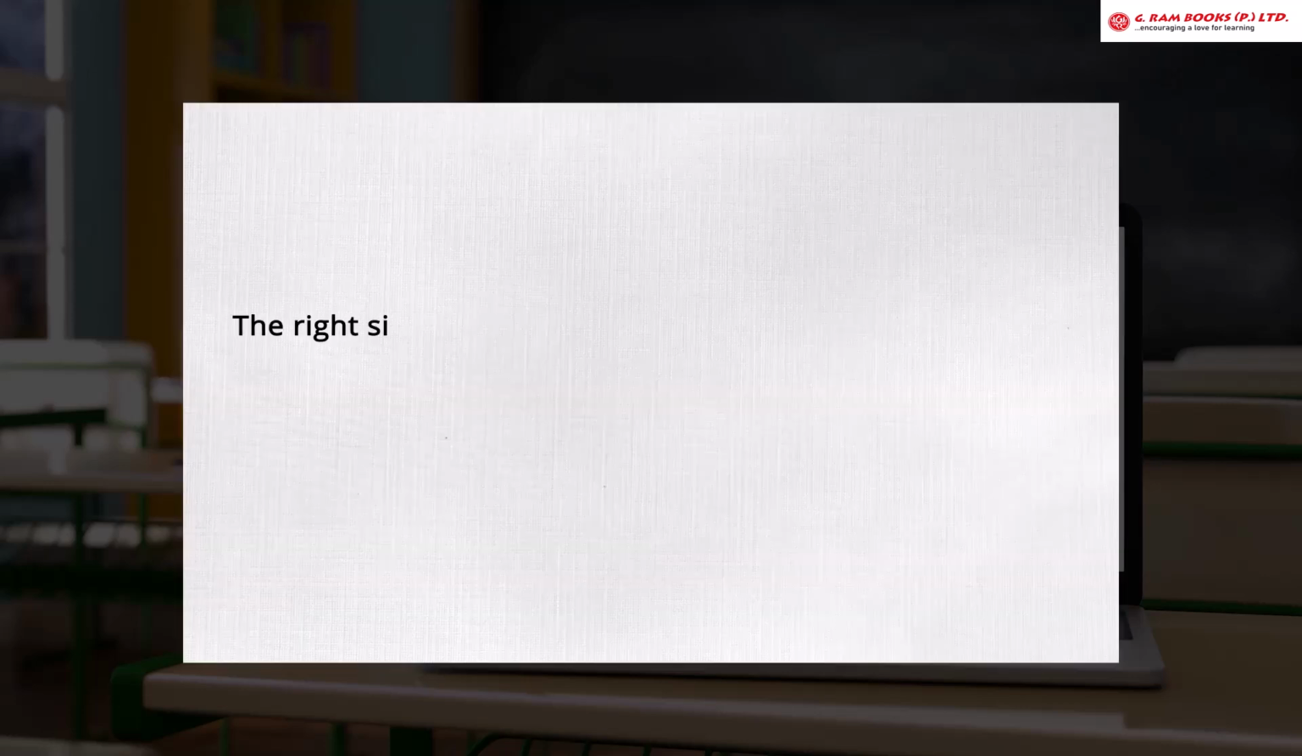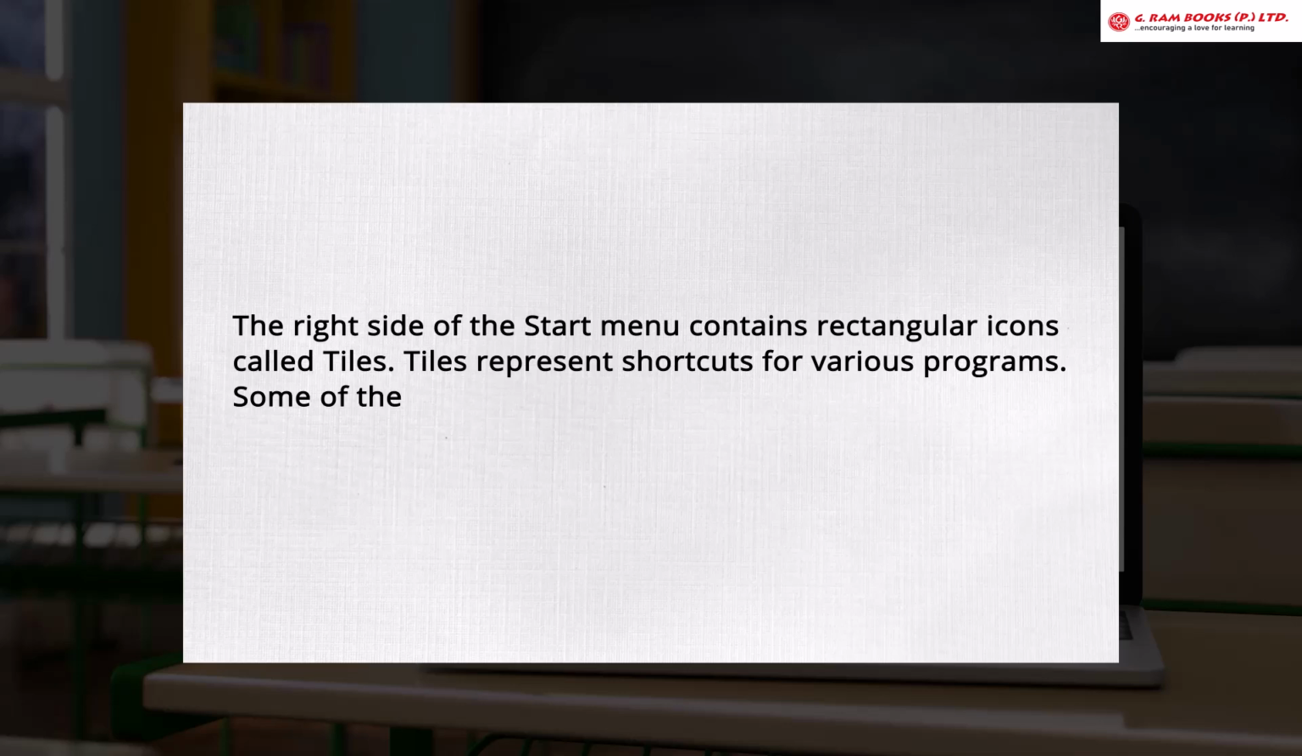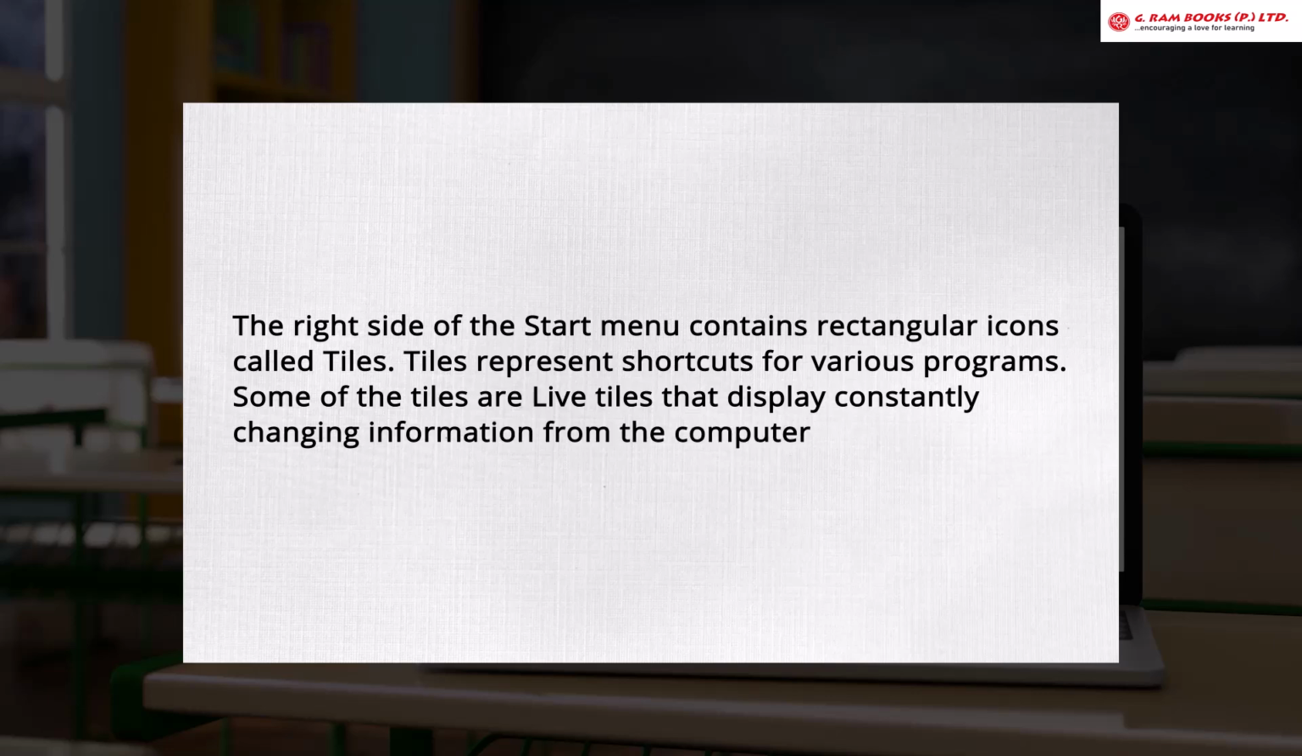The right side of the Start menu contains rectangular icons called tiles. Tiles represent shortcuts for various programs. Some of the tiles are live tiles that display constantly changing information from the computer or the internet.